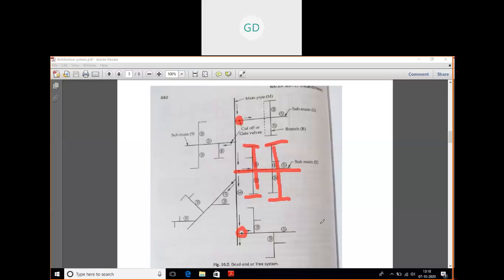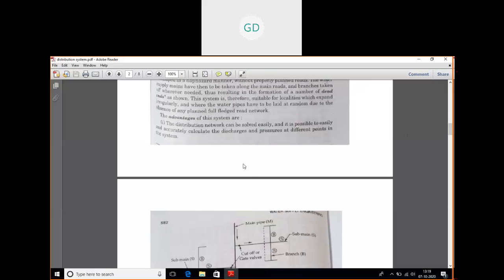So this is the diagram of your dead end system, and it looks similar to that of a tree. There are certain advantages and disadvantages of each of the layouts. So what are the advantages of the dead end system? Number one, the distribution network can be solved easily, and it is possible to easily and accurately calculate the discharges and pressures at different points in the system. Obviously the layout is a very easy one, and it can be solved easily. You can find the discharges more easily and more accurately, and the pressures can also be found at different points in the system.